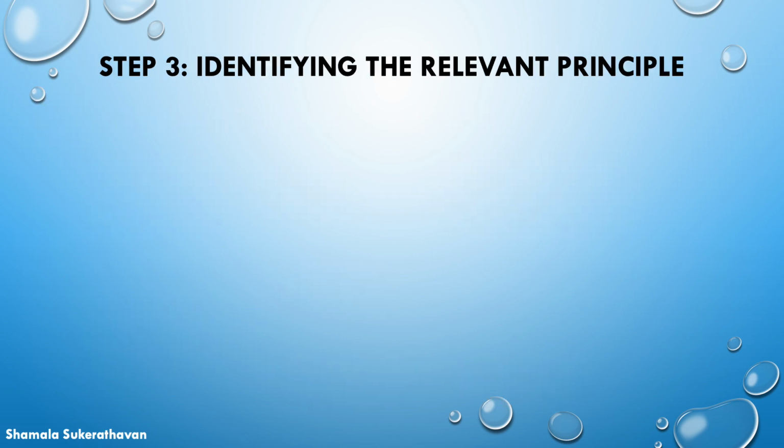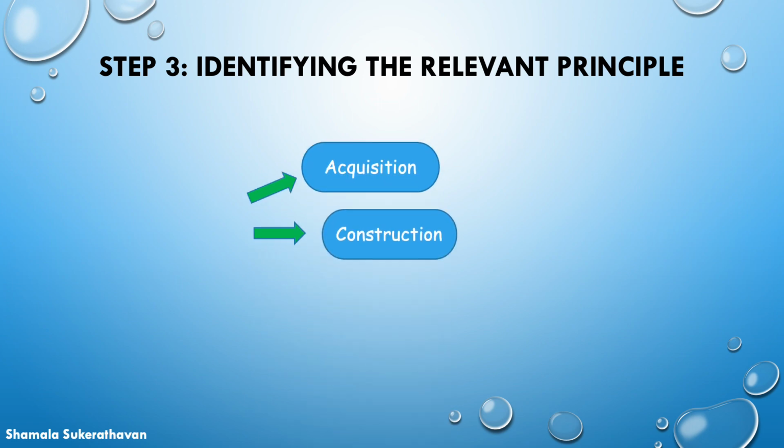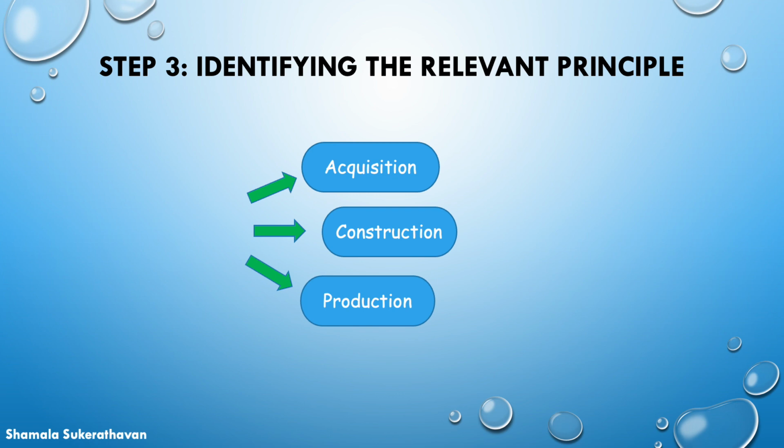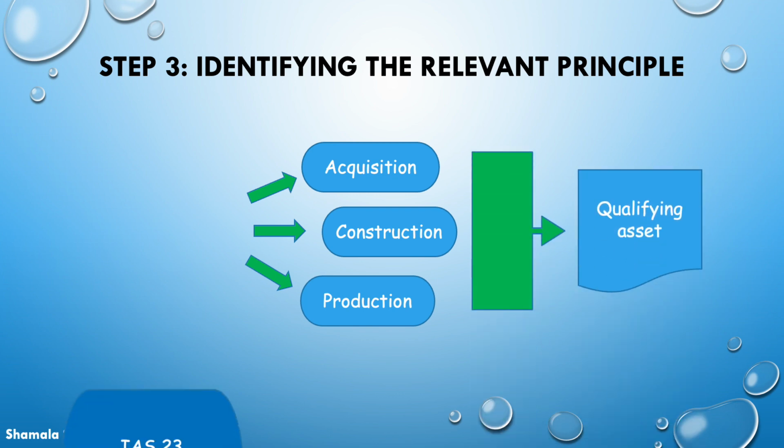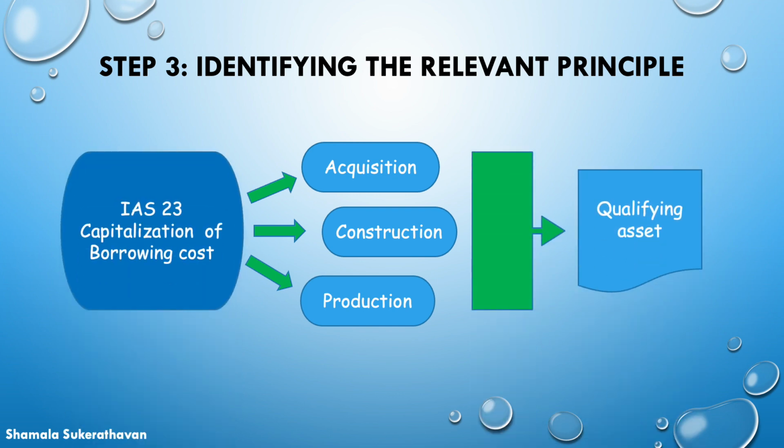IAS 23 stipulates borrowing costs directly attributable to the acquisition, construction, or production of a qualifying asset should be capitalized as part of the cost of the asset. Directly attributable are those borrowing costs that would have been avoided if the expenditure on the qualifying asset had not been made. In this case, as the loan was taken specifically to help finance the construction of the administrative office, it meets the directly attributable criteria.